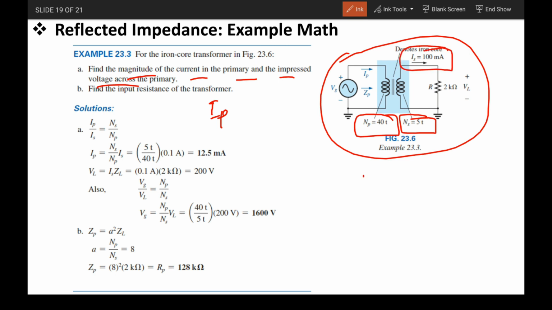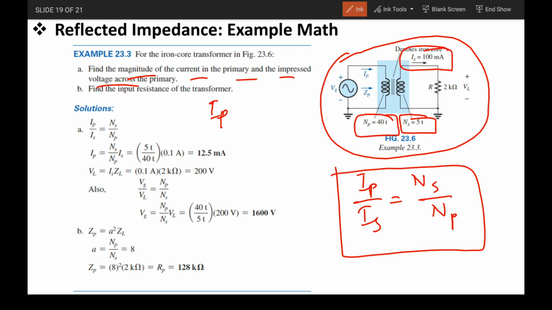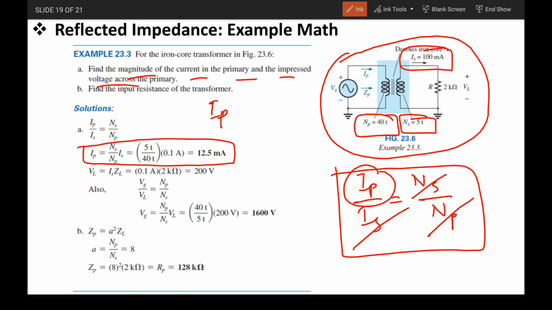So we definitely use the formula IP over IS, it will be NS over NP. If you remember, the current ratio is inverted compared to the others. Since we already know NS, NP, and IS, we can get IP. It is calculated here, which will be 12.5 milliampere.